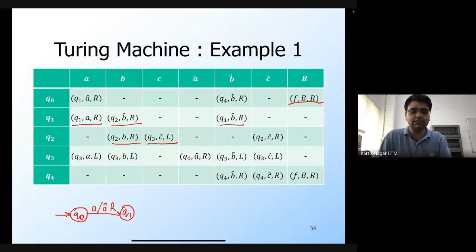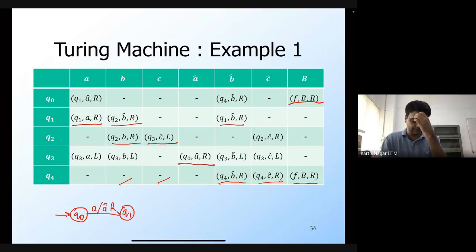And yeah, so I keep on doing this, and once I mark the C, I'll move to the state Q3, where I will move to the left, skipping over all the C hats, B's, B hats, and A's until I reach the first A hat, in which case I will again move to the state Q0, which is this particular transition. And finally, I have the state Q4, where I'm just checking whether or not there are any B's or C's. If there are any B's or C's, I don't define a transition, which means I will halt. Okay. And finally, if I reach a blank, then I'll go to the final state.